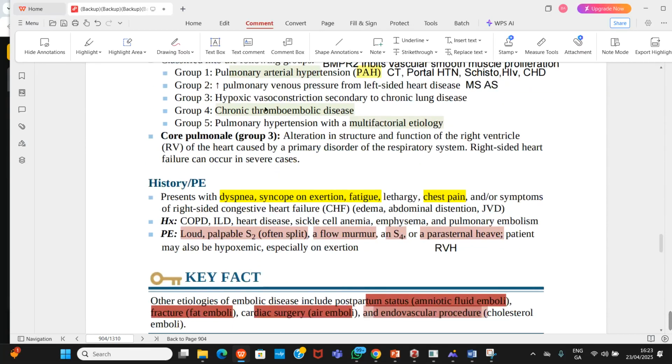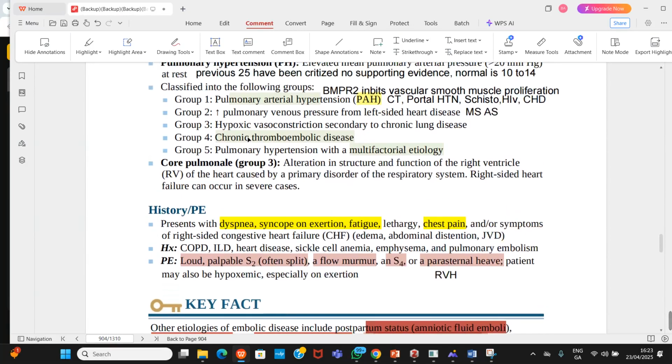Group 4 is when there's chronic thromboembolic disease. Maybe this person has a malignancy and is throwing clots repeatedly to the lungs. That would reduce the surface area of the pulmonary vessels, leading to pulmonary hypertension because of chronic thromboembolism. Then group 5 is multifactorial. It could be from sarcoidosis, it could be from DM, sickle cell, name it, group 5.